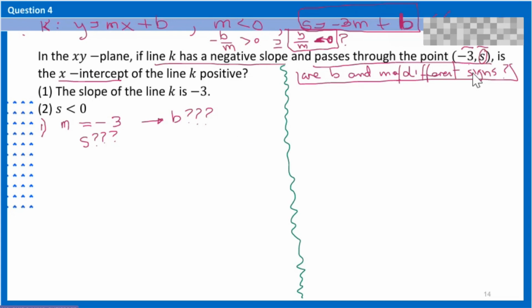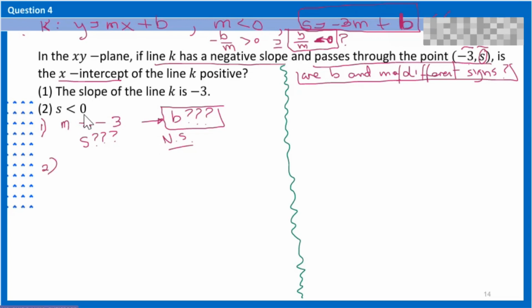Here, a default assumption is that s is just a real number. That's not enough. With that, I can't establish what the value of b is, let alone the sign. I don't know the sign. So statement 1 is not sufficient. I don't have sufficient information to tell whether b and m have different signs. What about statement 2?